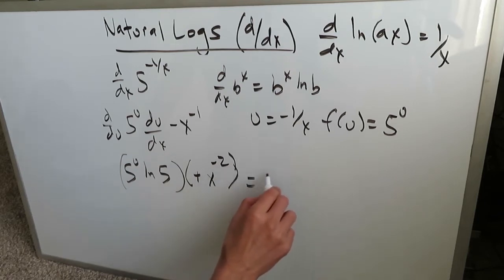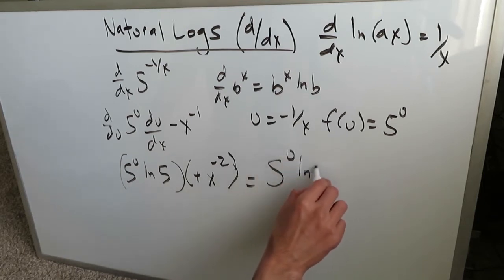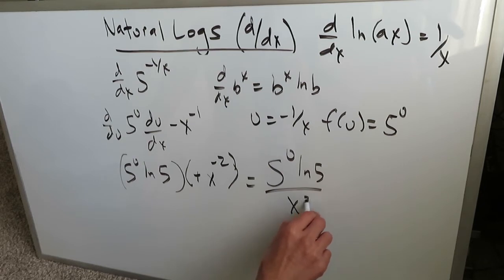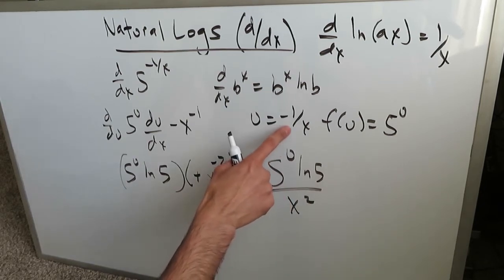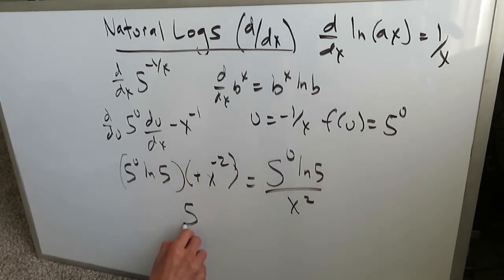Look over here what you get. You get 5^u ln 5 over x squared. You just have to substitute back for u with this item over here. Your final answer will be 5 to the power of minus 1 over x. You can write ln 5 first if you want, it doesn't matter, and x squared. And this right here is your final answer for this derivative.